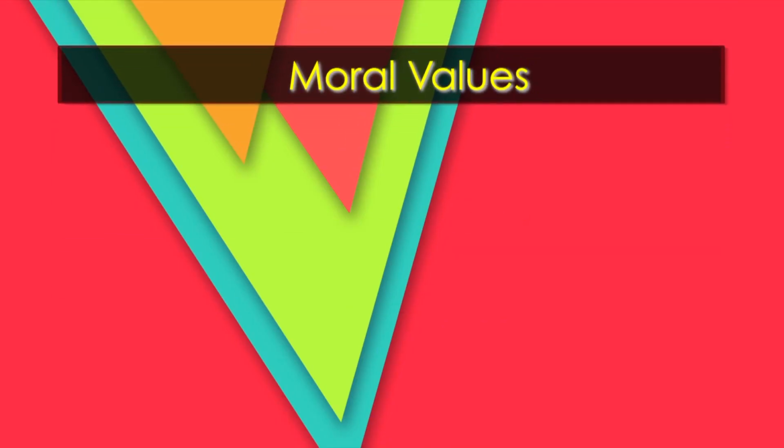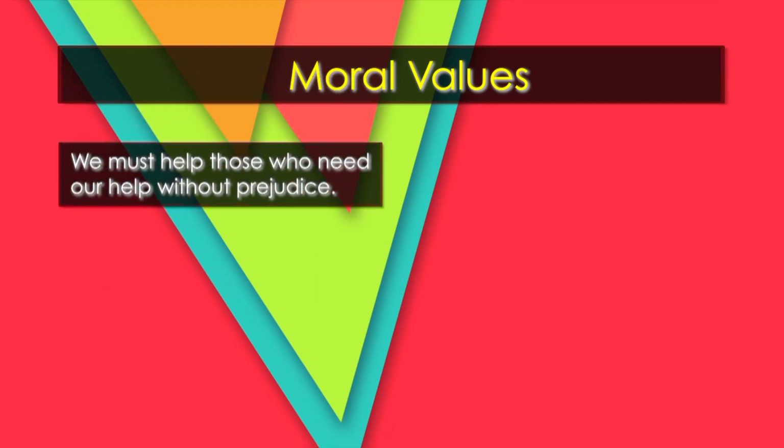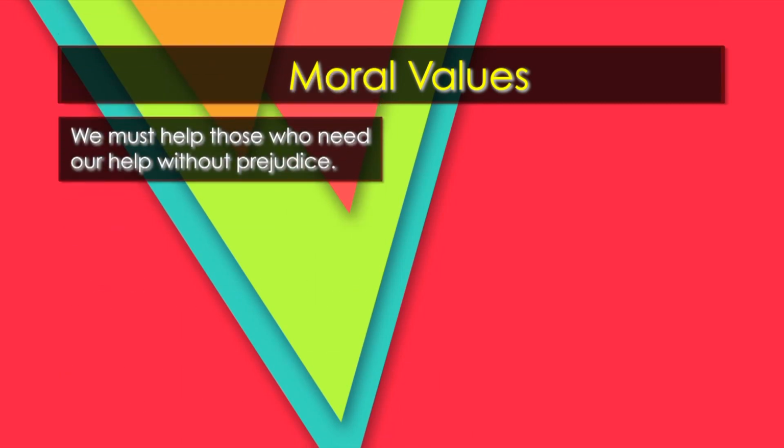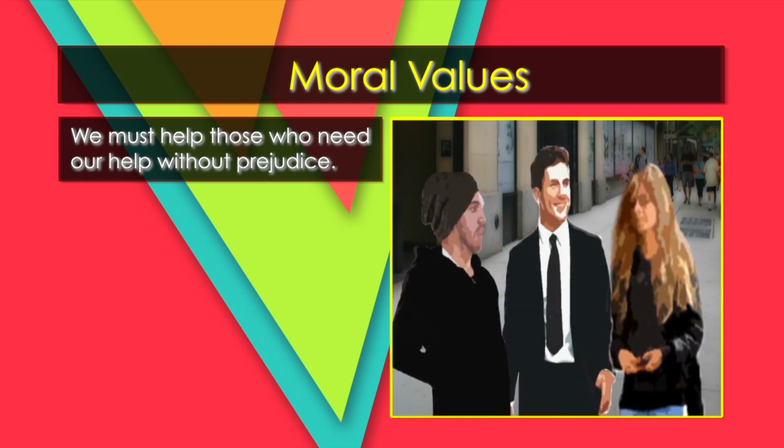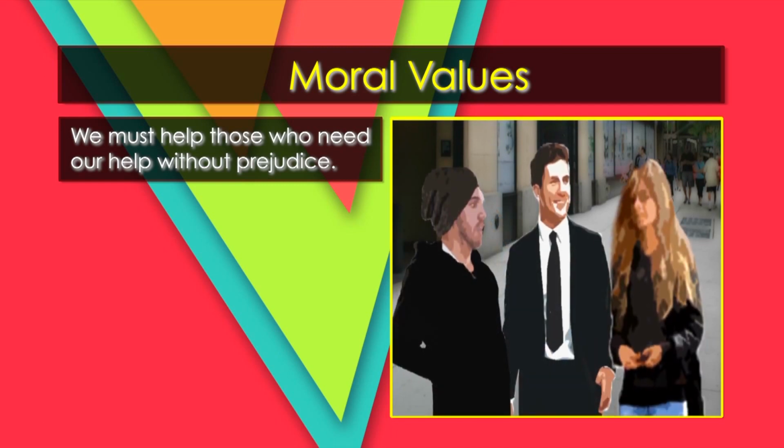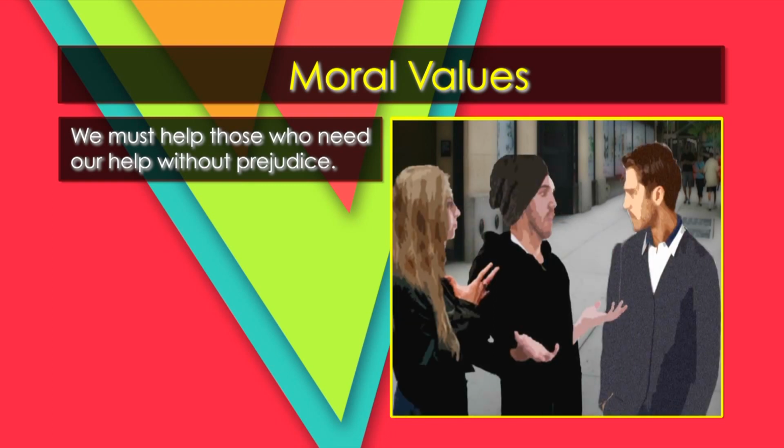The first moral value is, we must help those who need our help without prejudice. We must help one another regardless of race, religion, and status. In the drama, the woman in blue quickly helped the man, although she had no idea who he was. To her, she was just doing her duty to help another human being. In comparison, Rebecca, Patrick, and David only felt happy and satisfied when they knew that the man was a celebrity.